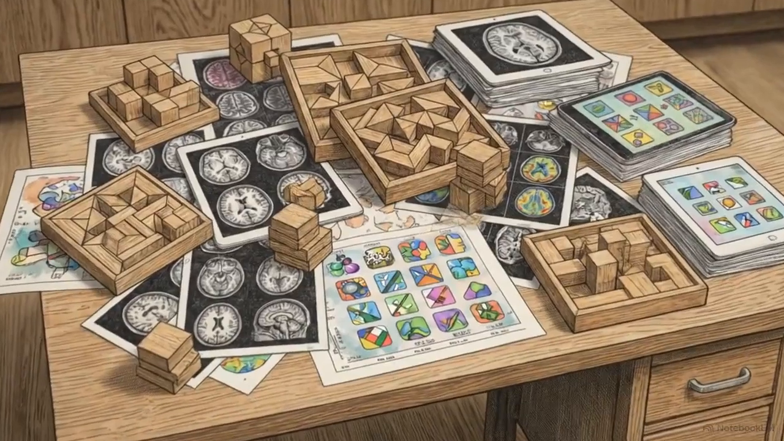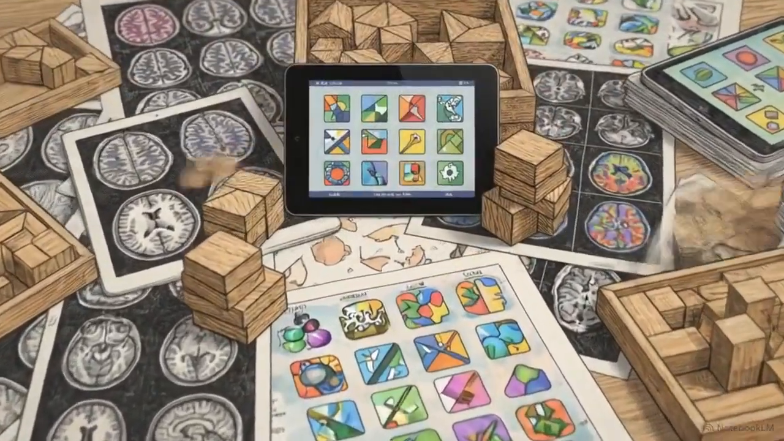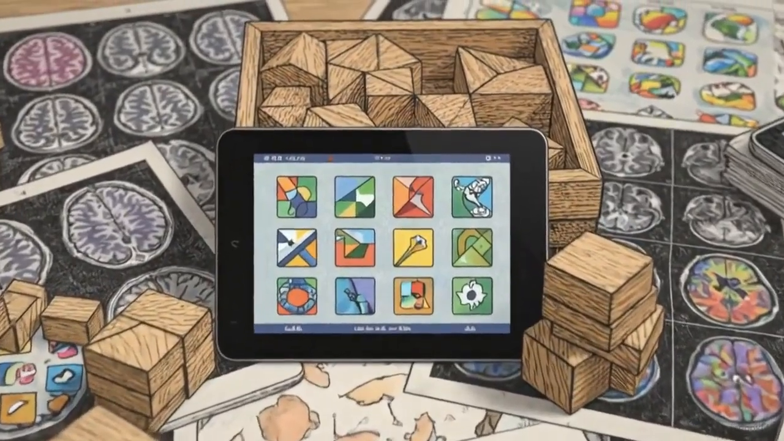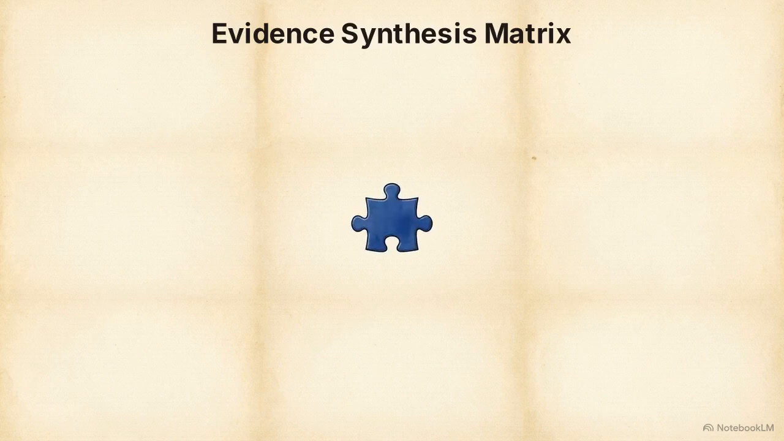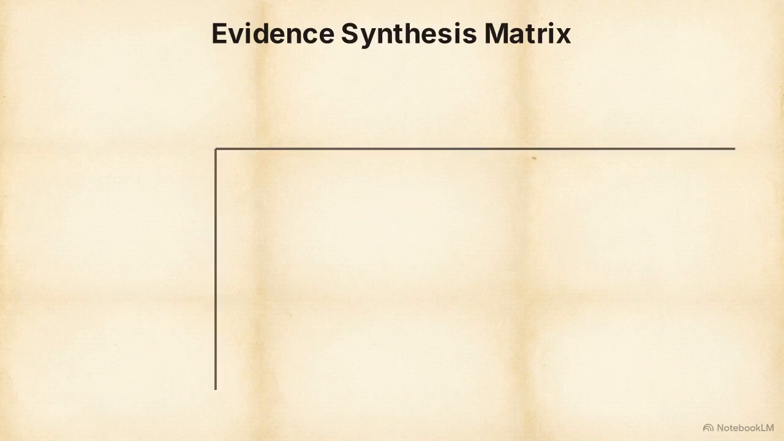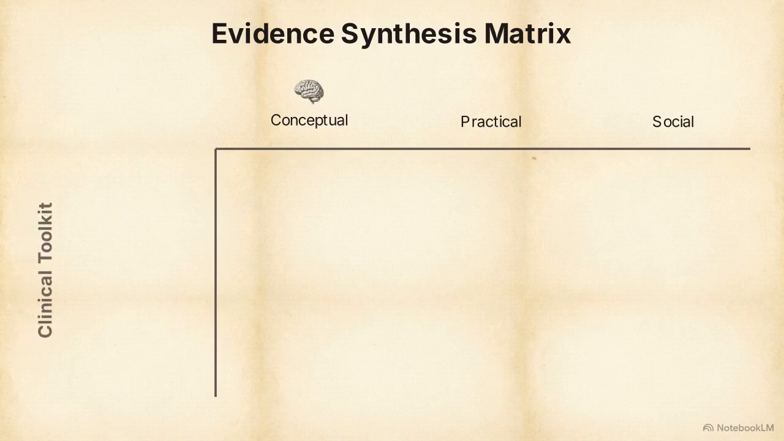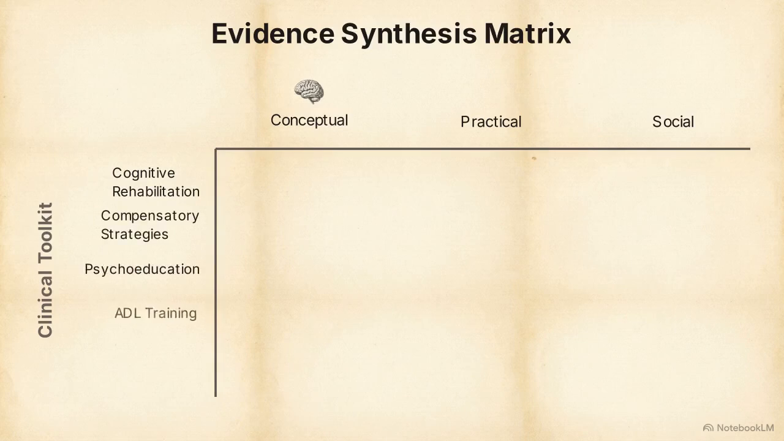When a rehabilitation specialist designs a treatment plan, they face a fragmented landscape of therapeutic options, ranging from behavioral coaching to digital memory games. To organize the interventions with the highest clinical efficacy, we use this framework, the evidence synthesis matrix. Along the x-axis, we define the three core clinical domains of patient impairment: the conceptual, the practical, and the social. On the y-axis, we place the highest support clinical toolkit available to the interdisciplinary team. This toolkit is populated by foundational modalities with the strongest empirical backing: cognitive rehabilitation, compensatory strategies, psychoeducation, ADL training, and errorless learning.